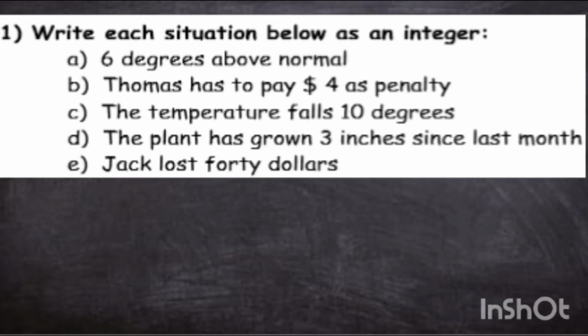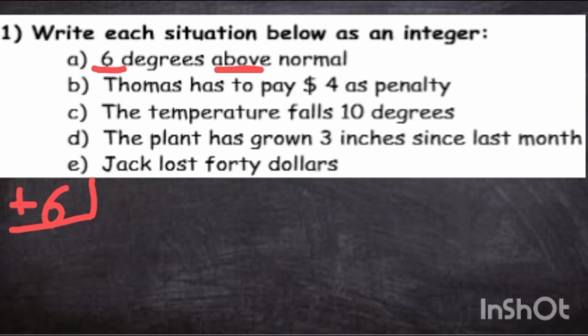So in our question 1, we need to write each situation as an integer. Like in our first situation, we are having 6 degrees above normal. It means we need to write 6 degrees above. Above means positive, right? So our integer for the first situation would be positive 6.